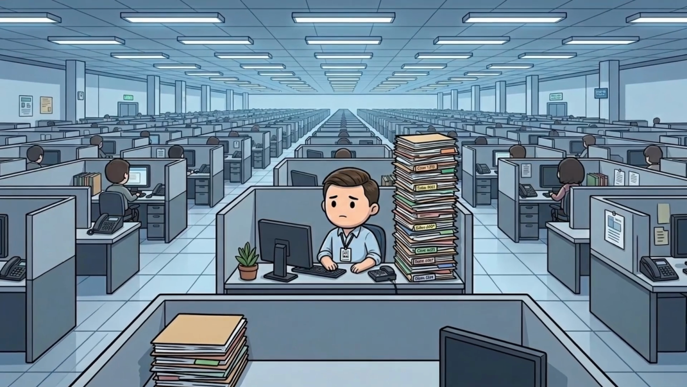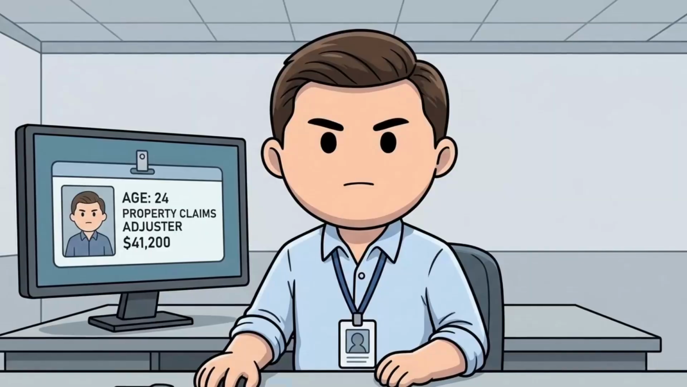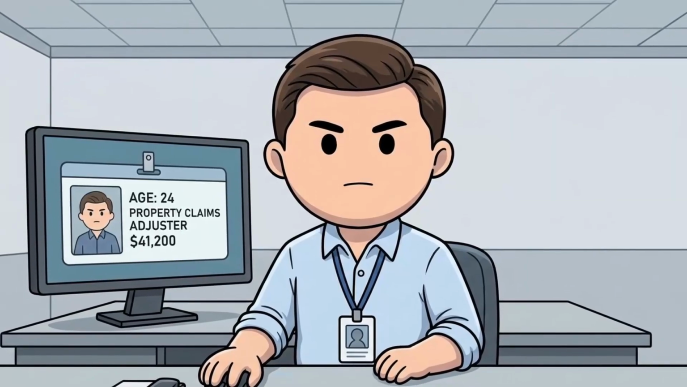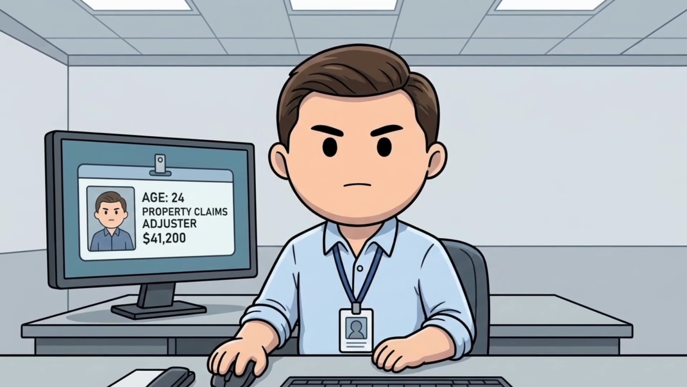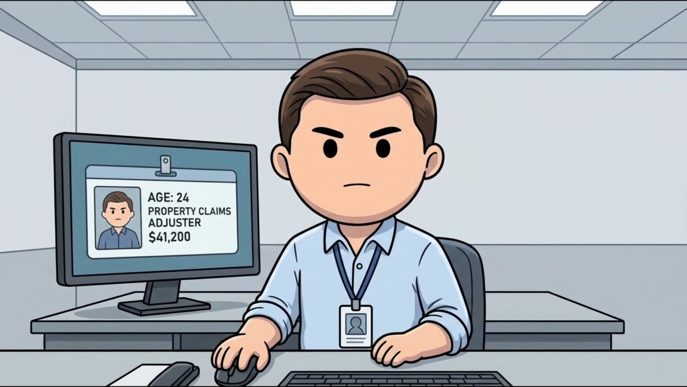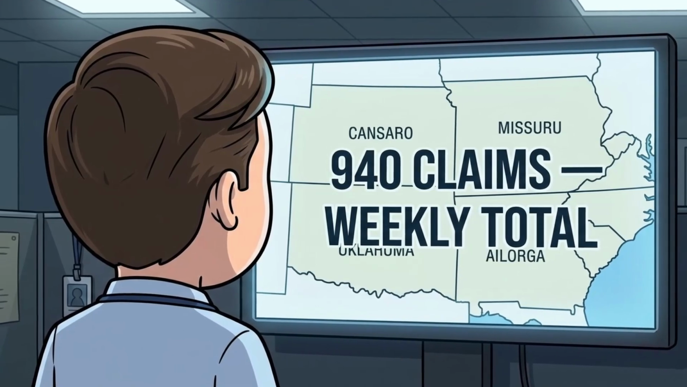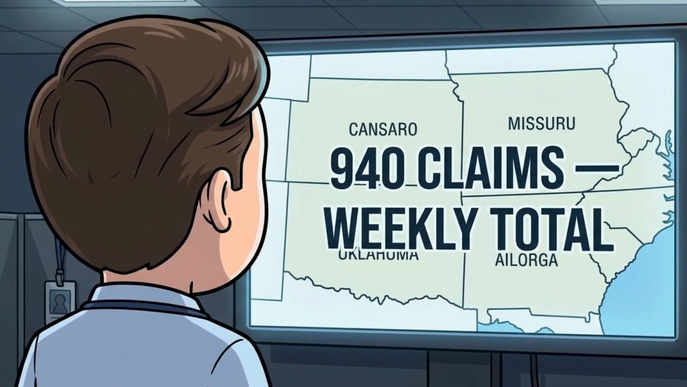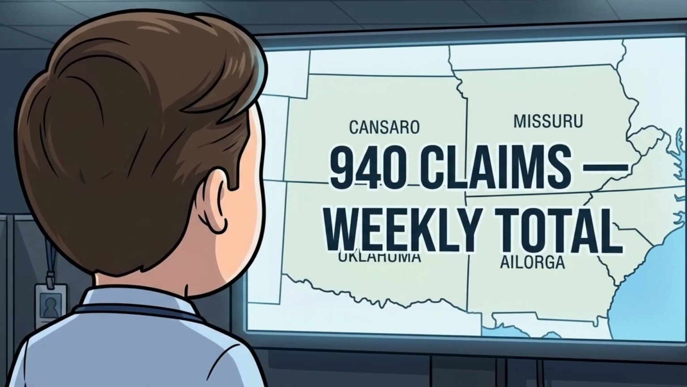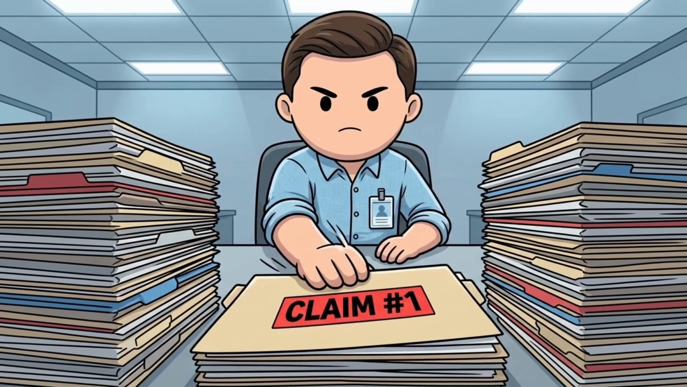47 claims a week. That is your caseload. You are 24 years old. Your title is Property Claims Adjuster. Your salary is $41,200 a year. You work for a regional insurer that processes approximately 940 claims per week across a territory covering 4 states. You are responsible for 47 of them.